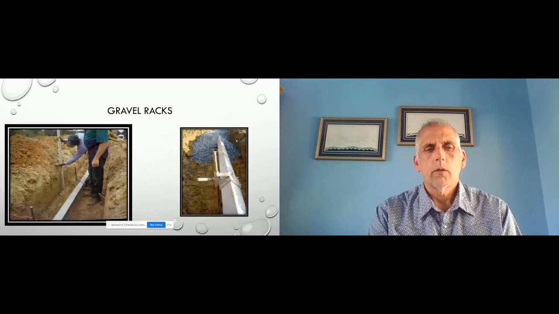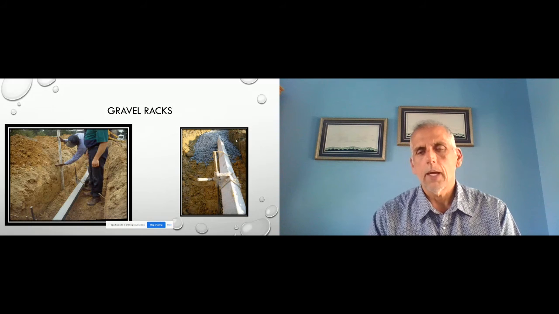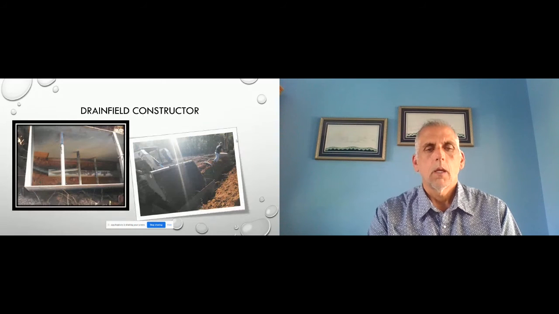Gravel racks were used so they could get away from the grade rod. You see the angle iron, and the corrugated pipe is tied to that. Place the gravel on it, cut the strings on top, lift the angle iron out, and the pipe is where it's supposed to be in the ditch.